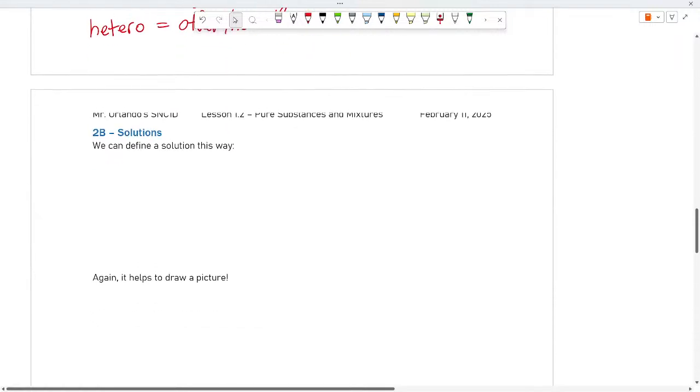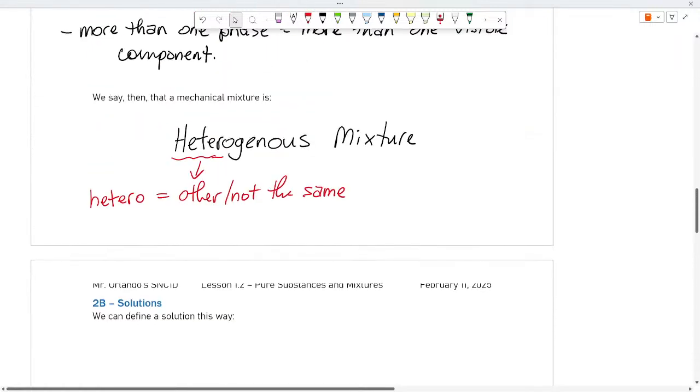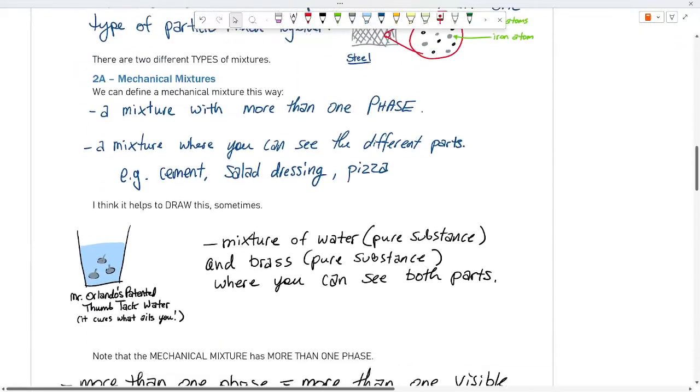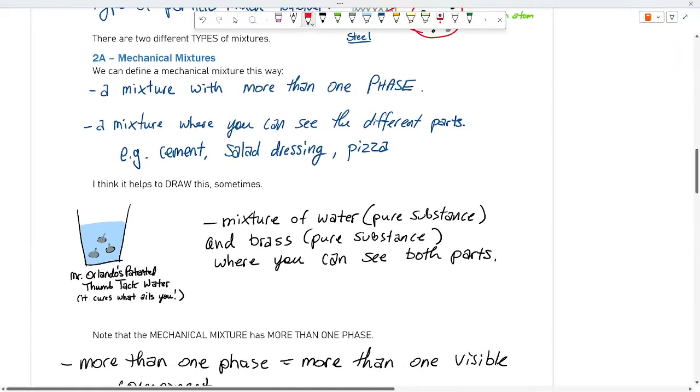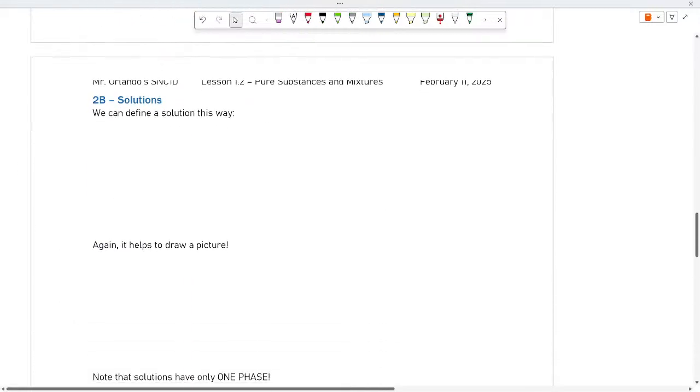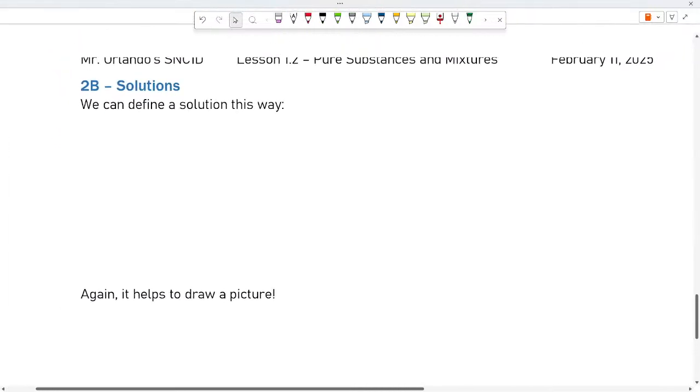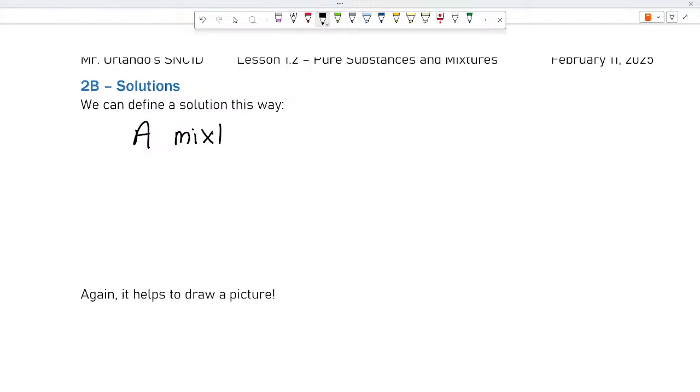So let's take a look then at the alternative. If a heterogeneous mixture or a mechanical mixture is the bit where you can see all of the parts, not unlike Mr. Orlando's patented thumbtack water, which cures what ails you, unless what ails you is a sickness, then we can look at the other alternative, which is a solution. And we can define a solution this way. We can say a solution is a mixture with only one visible phase.